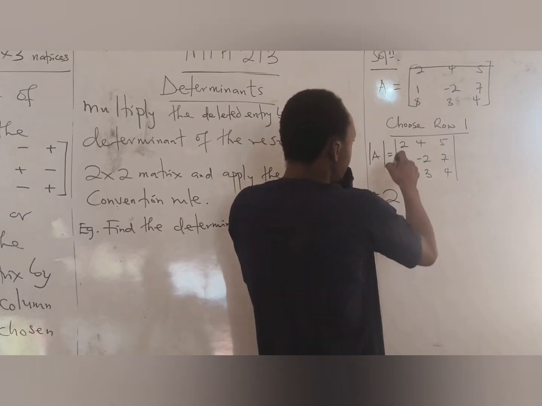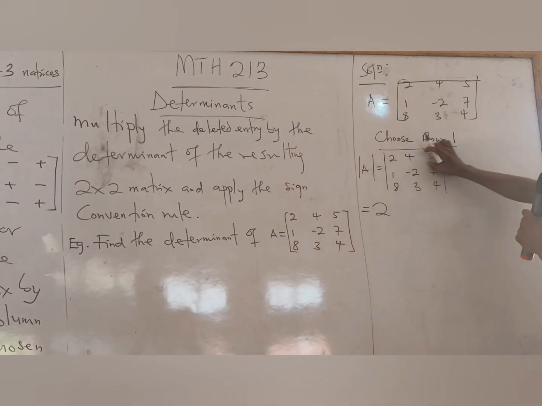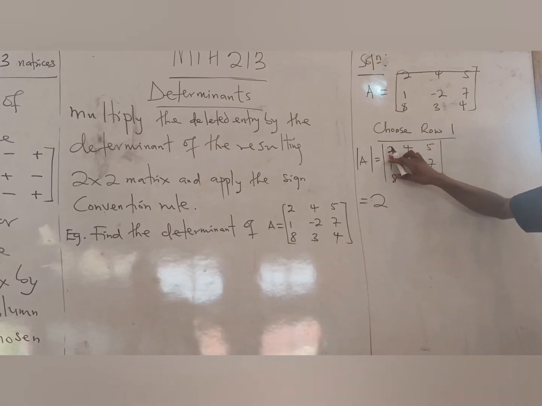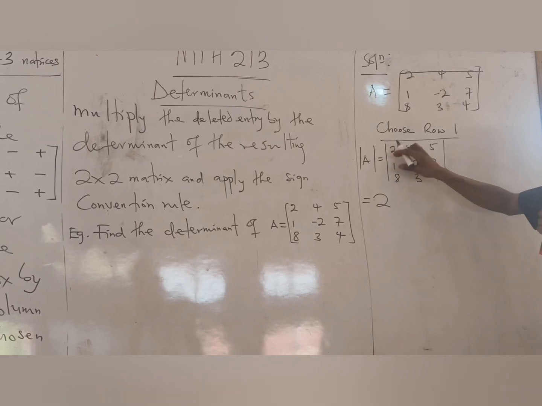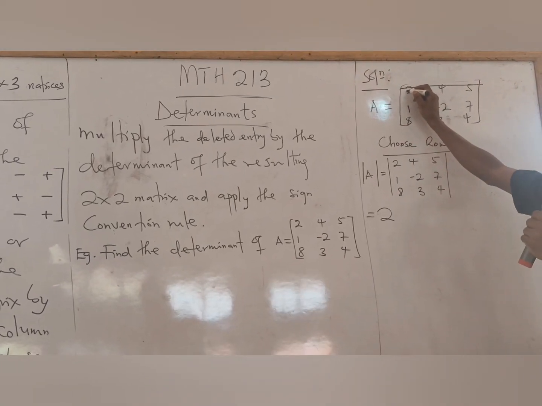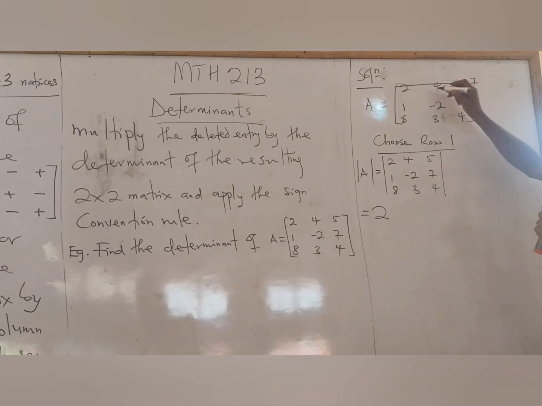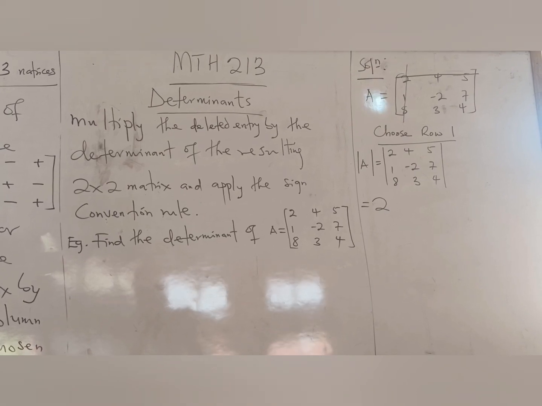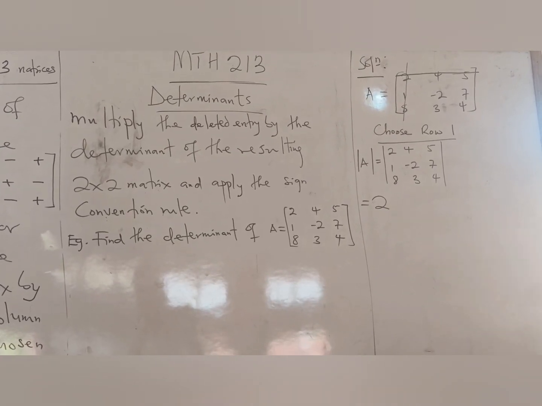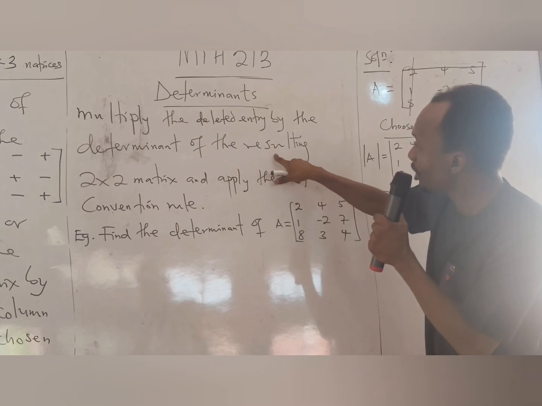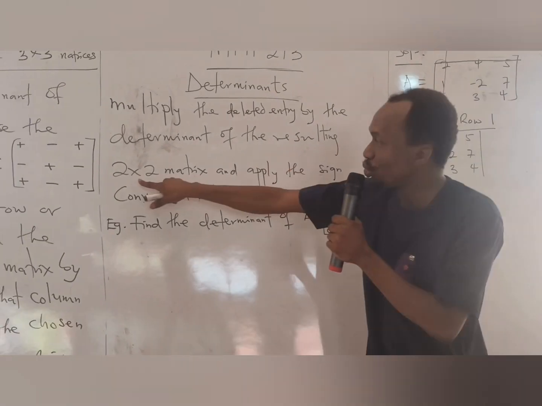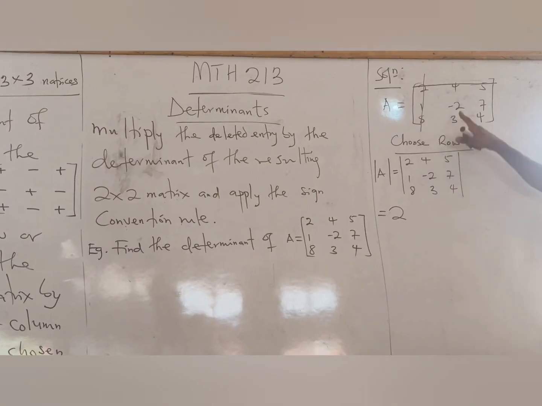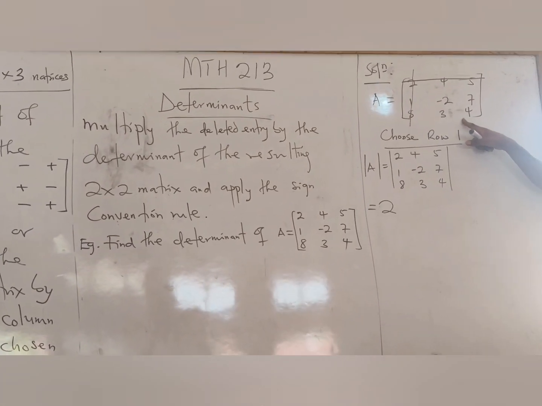Row 1 is 2, 4, 5. We want to deal with the first one. I want to delete the row that contains number 2. We have deleted it. Can you all see? Delete the column that contains 2. When you do that, you'll be left with a 2 by 2 matrix. When we delete this row and this column, it's left with a 2 by 2 matrix.